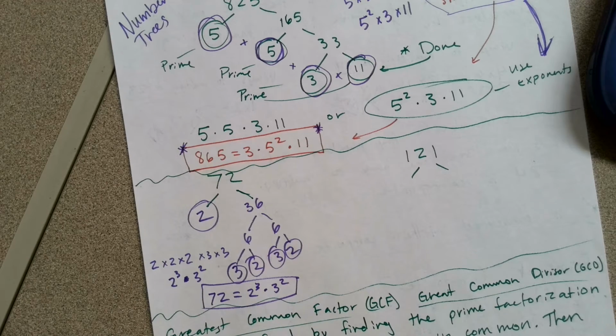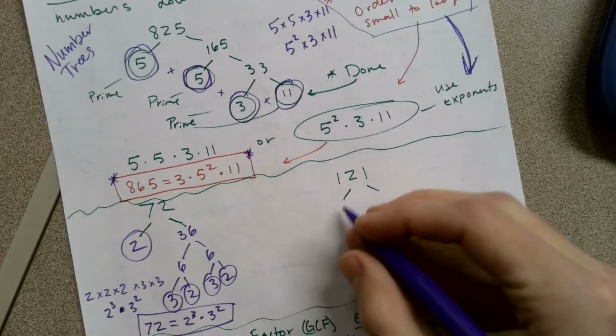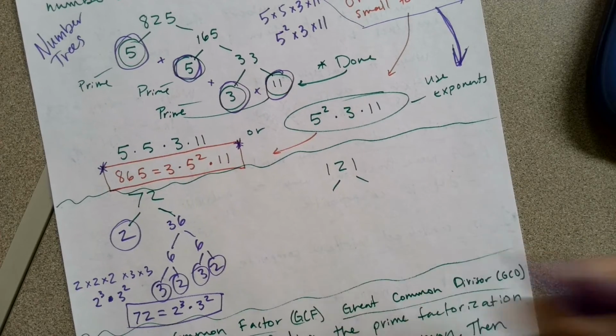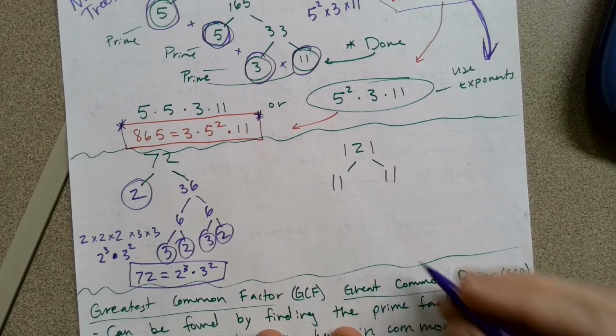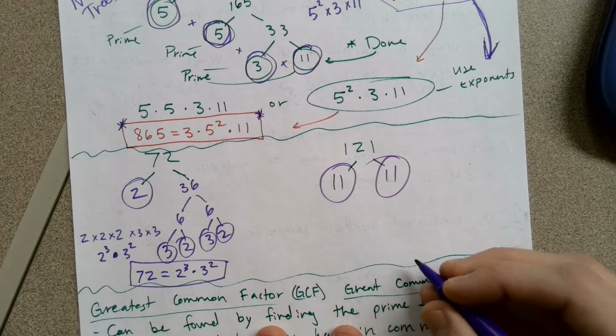Breaking those down into those prime numbers, solve them from there. Let's do another one. Here we go. 121. I only know one way to get there. 11 times 11. Is 11 a prime number? Well, yes, it is. There we go.